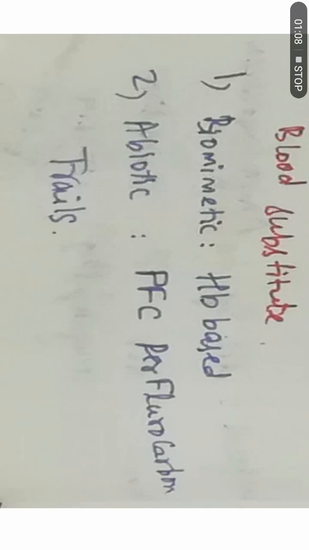Blood substitutes, this is the update and the last slide for today. So biomimetics and abiotic factors are the new blood substitutes. Biomimetics are hemoglobin based, and abiotic ones are perfluorocarbon based. These are, however, under trials, but they are showing promising results.